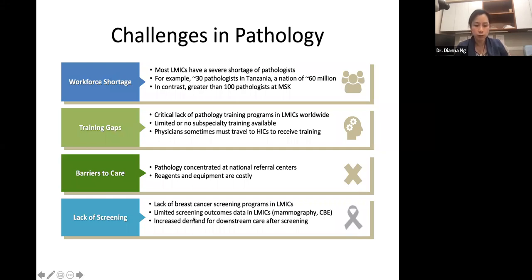What people also don't realize is that if you introduce a screening program, there is going to be increased demand for every following service. So there's going to be increased demand for radiology services, pathology services, surgeons, oncologists, nursing, et cetera. Unfortunately, sometimes people introduce screening and they don't realize the burden on the system that's going to be placed, and that even if you detect a mass, a woman is not necessarily going to be able to access care.